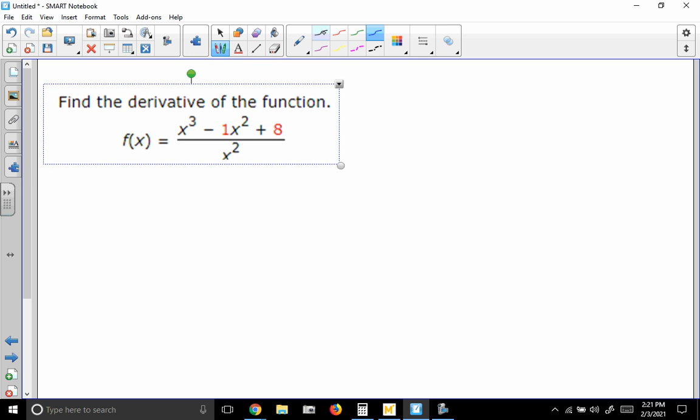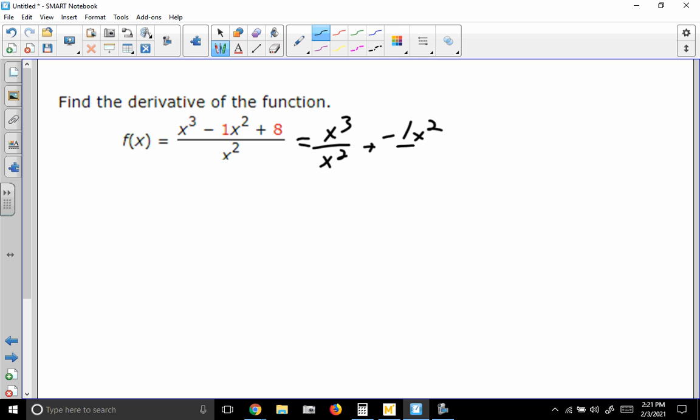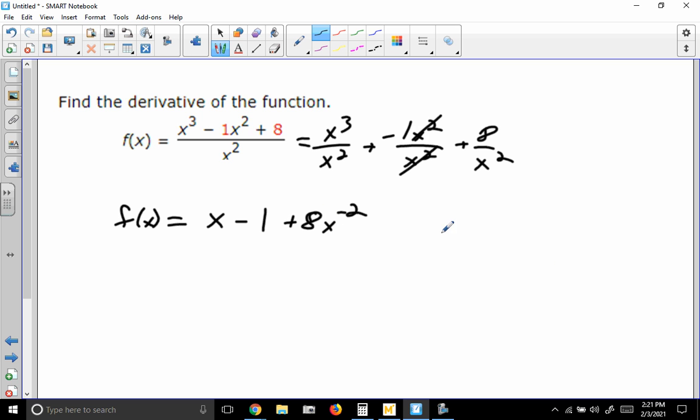All right, here's another one. If we try to take the derivative here, again, we did not have a rule for taking the derivative if we have a quotient. So we need to rewrite this in a way that doesn't have a quotient. So since we're dividing by a monomial, we can take each piece and divide it by the denominator. So our function can be rewritten as x minus 1, and let's call that last term 8x to the negative 2. 8x to the negative 2 because we have to get that out of the denominator in order to differentiate it.